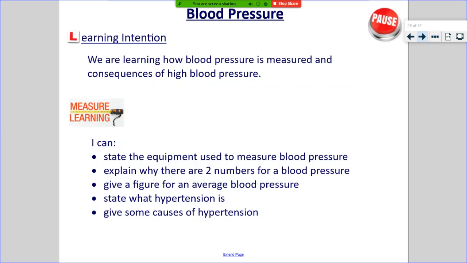So again, pause and have a look at the key learning points. Go back and have a look at the video if parts didn't make sense. And if you've got any questions, just speak to your teacher. Use these learning points to help think what your questions are.